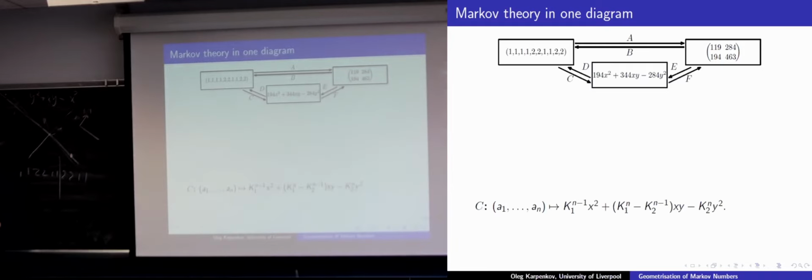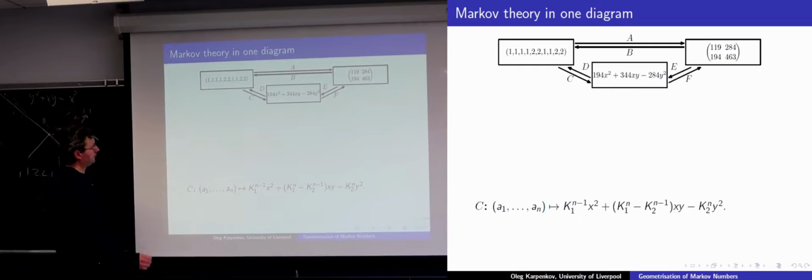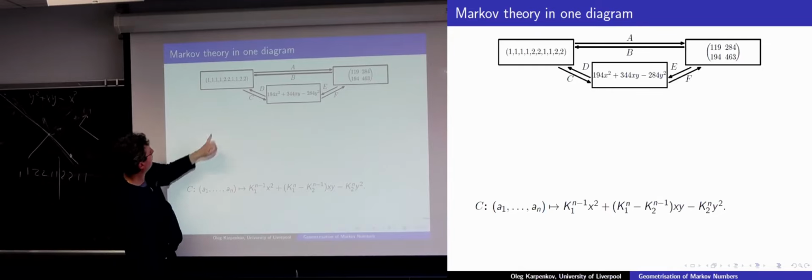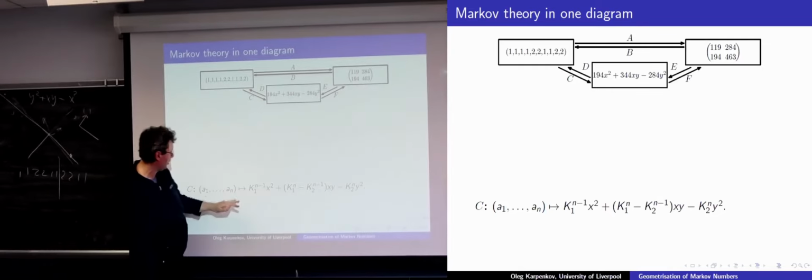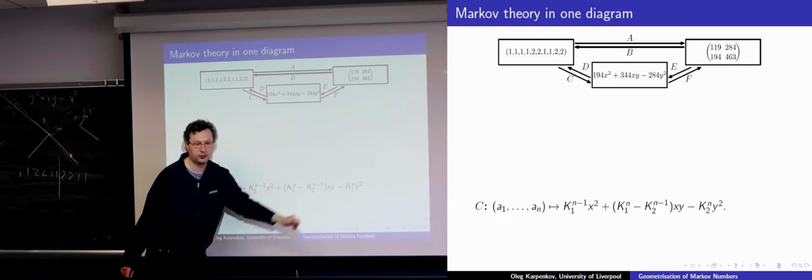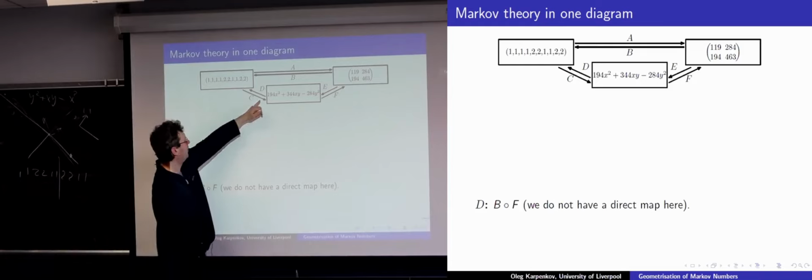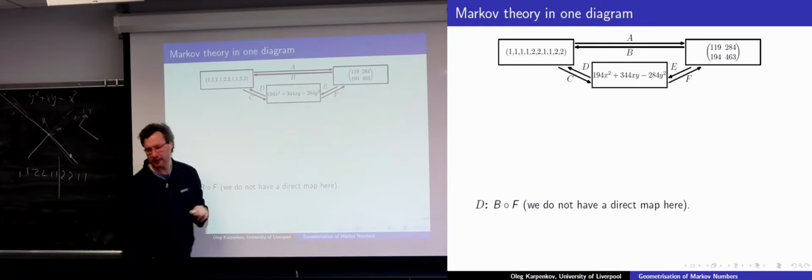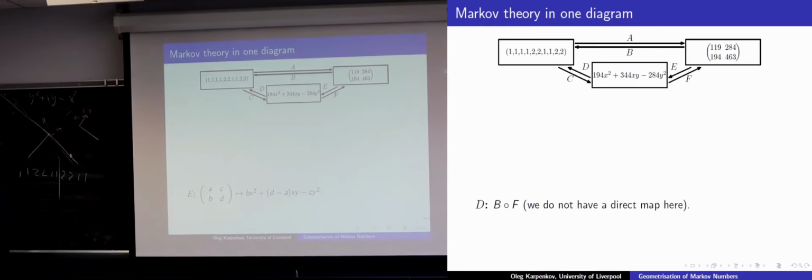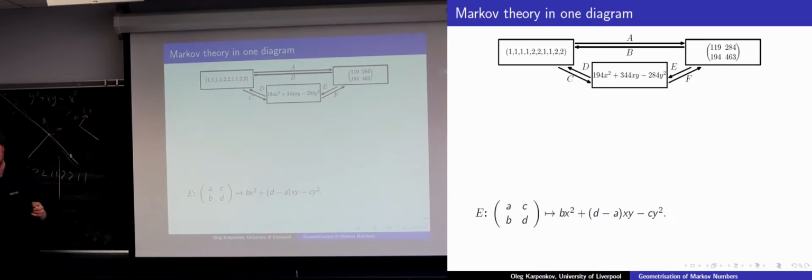Great. So now we can define again the quadratic form like that. And so C goes from the sequence to here. Again, we have continuants. There is some formula, rather simple again. For D, for some reason we didn't find the map. Maybe we were lazy, but so you need to travel around. And now for the last one, for E, the formula is very simple.